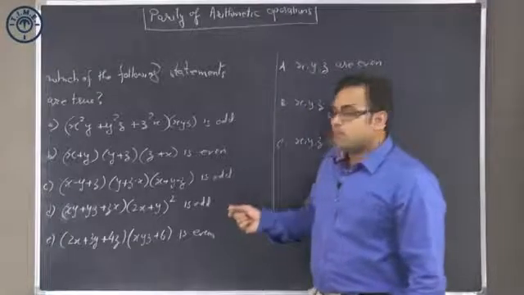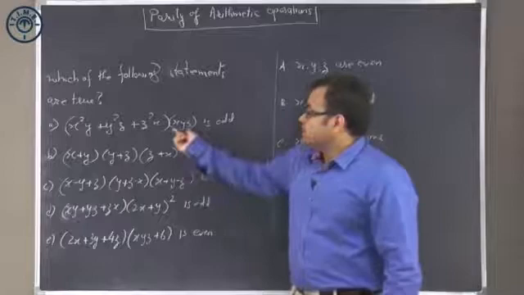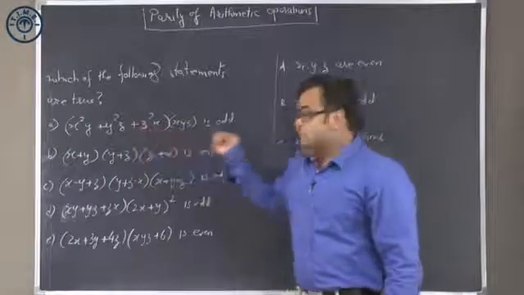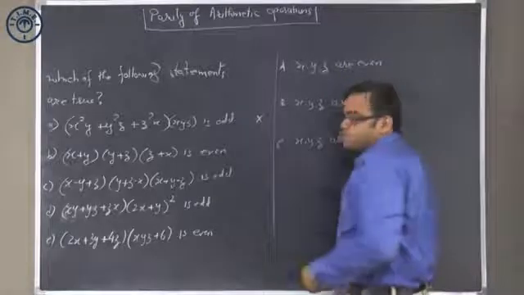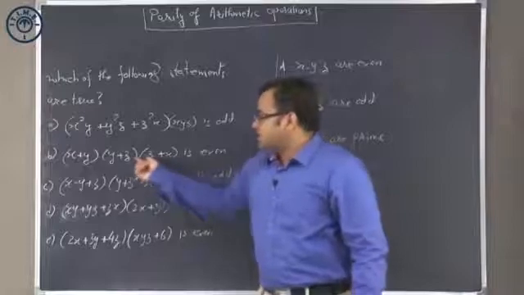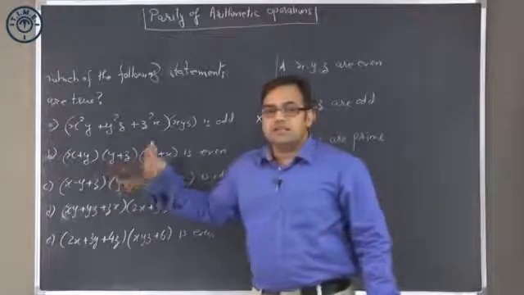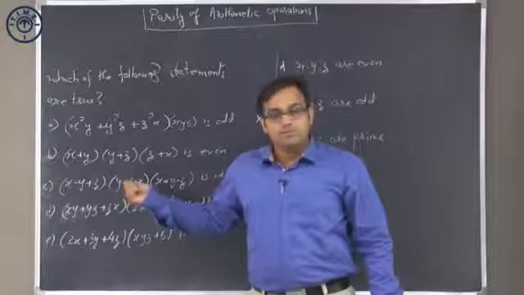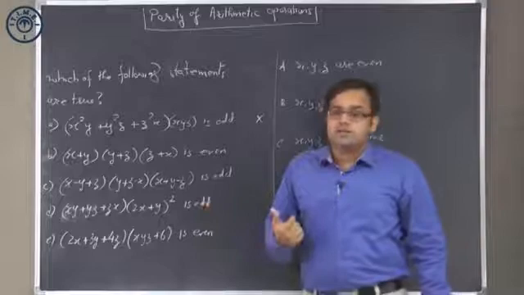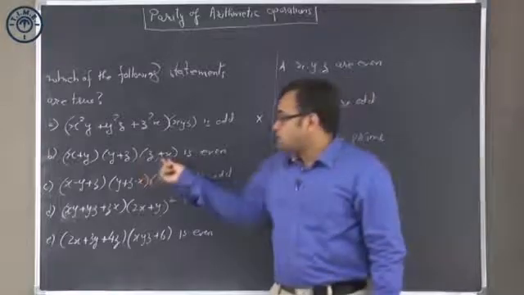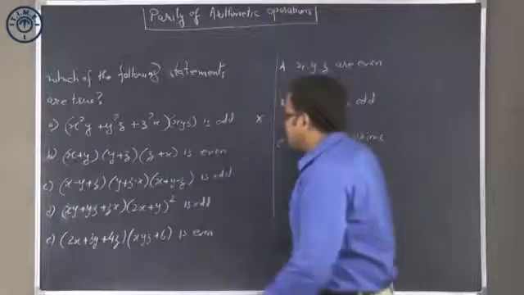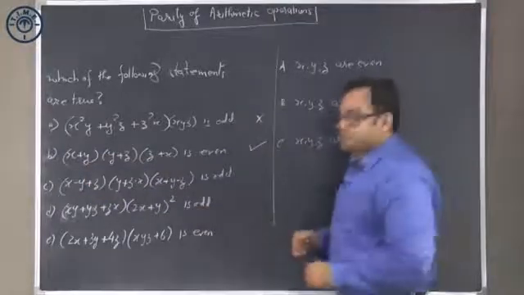Let us assume that there is a 2. If there is a 2, then X, Y, Z will be even, even multiplied by whatever, this will be even. So this statement becomes false. The second one, X plus Y, Y plus Z into Z plus X, at least one of these 3, it will be even, because one of the terms is even. If 2 of the terms are odd, odd plus odd will be even, even multiplied by anything will be even. So therefore this statement is necessarily true.